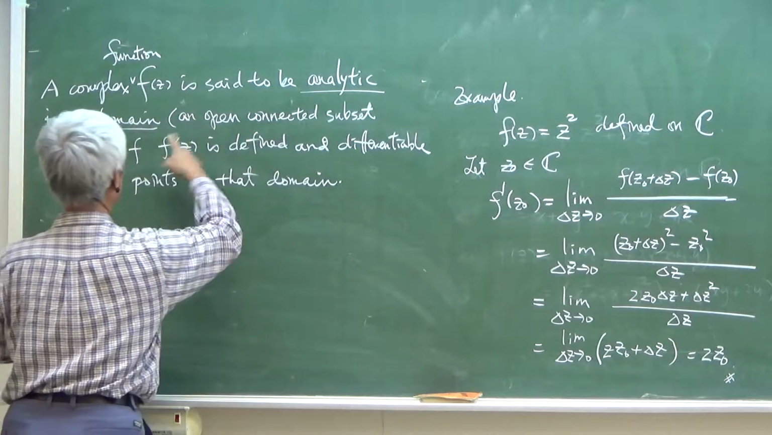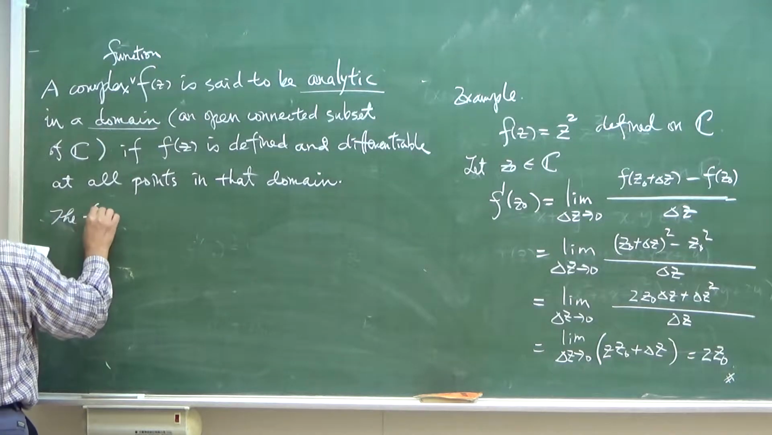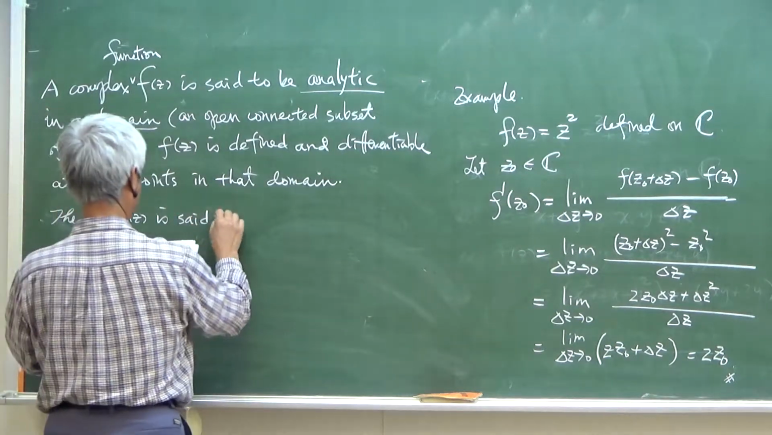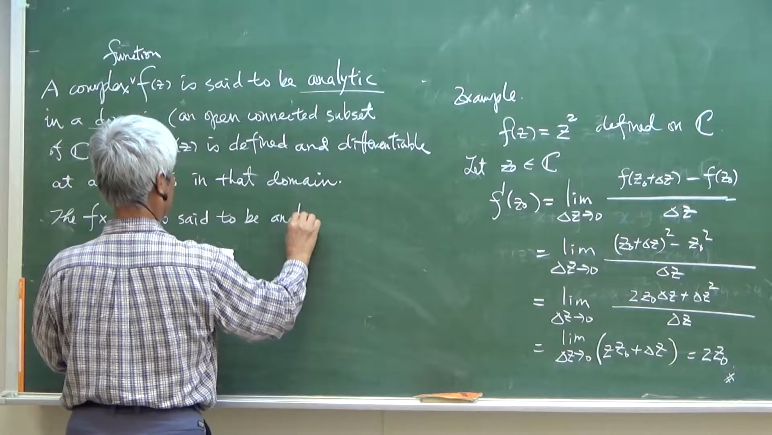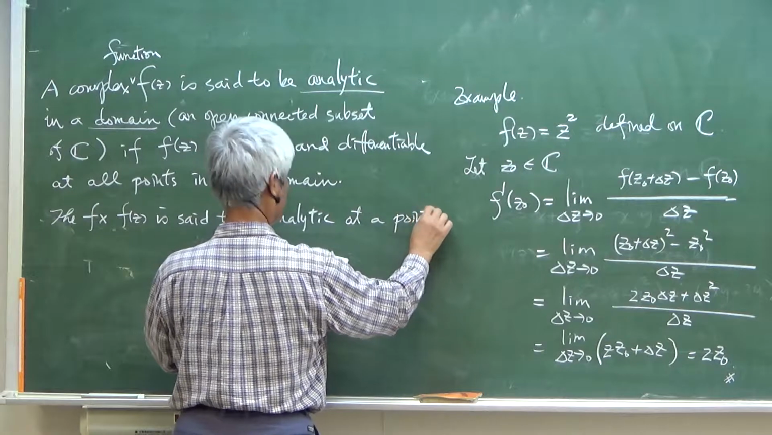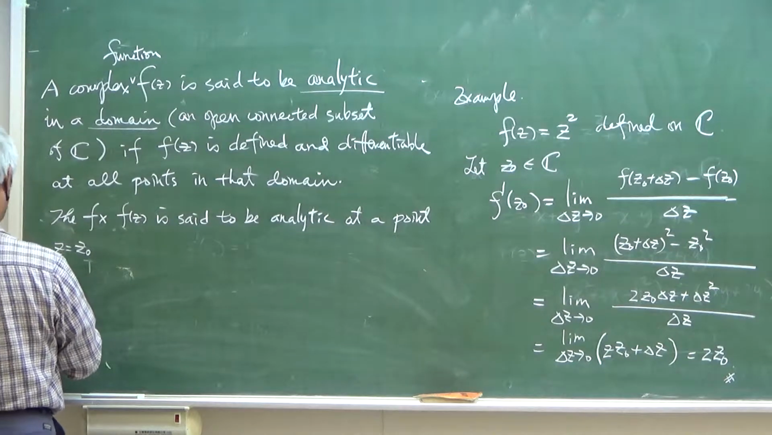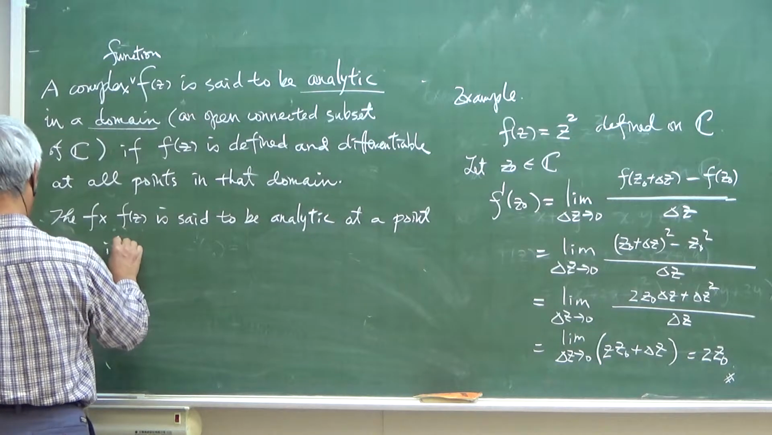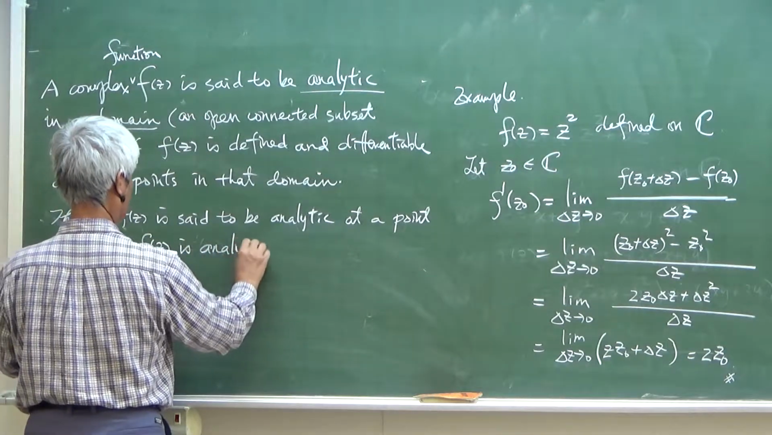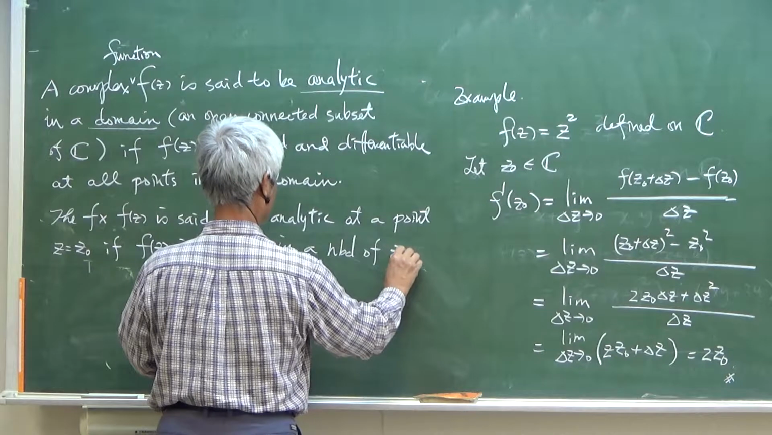Right, so we say this is analytic in a domain. Sometimes we say the function f of z is said to be analytic at a point z equal to z0 if f of z is analytic in a neighborhood of z0.